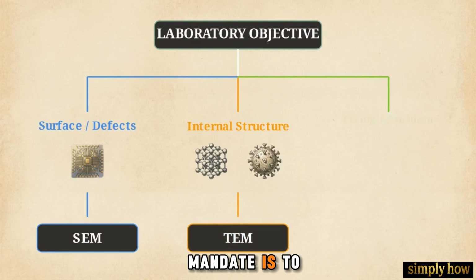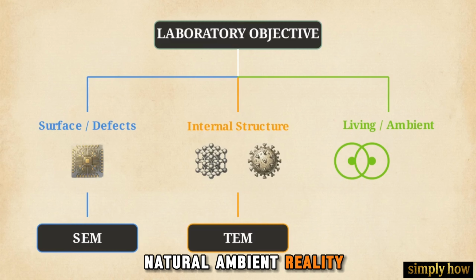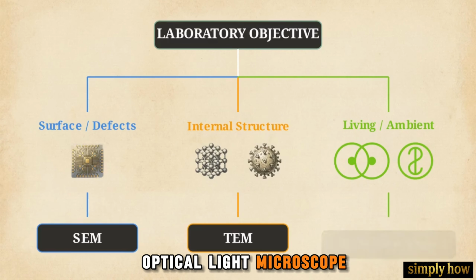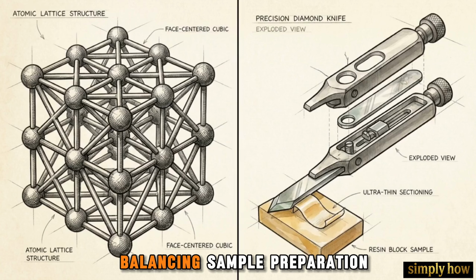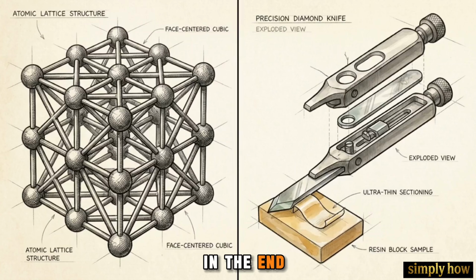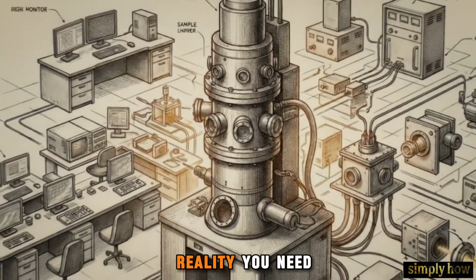And if your mandate is to observe living cell division or study a subject in its natural ambient reality, you keep your budget intact and stick with an optical light microscope. The entire discipline is built on a strict trade-off scale, balancing sample preparation difficulty against total resolution yield. In the end, the hardware you choose relies entirely on which specific dimension of reality you need to measure.